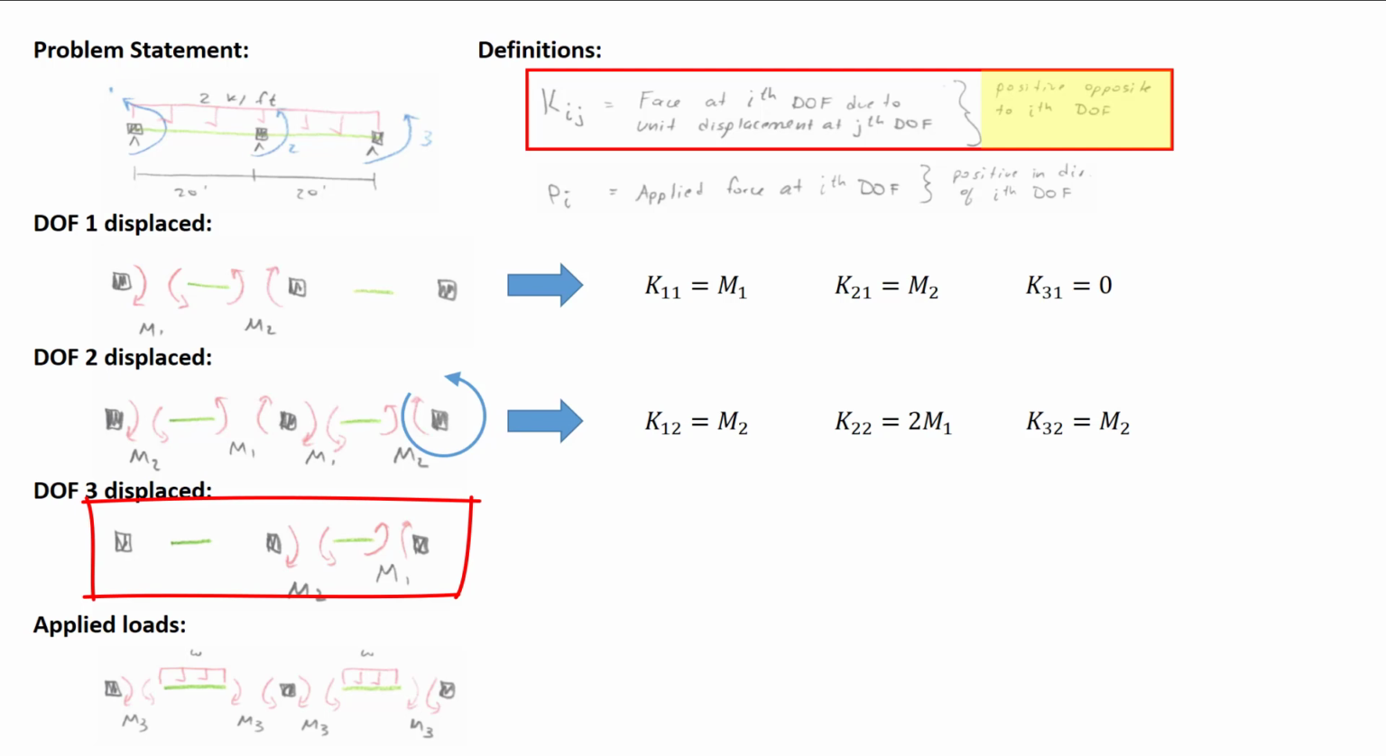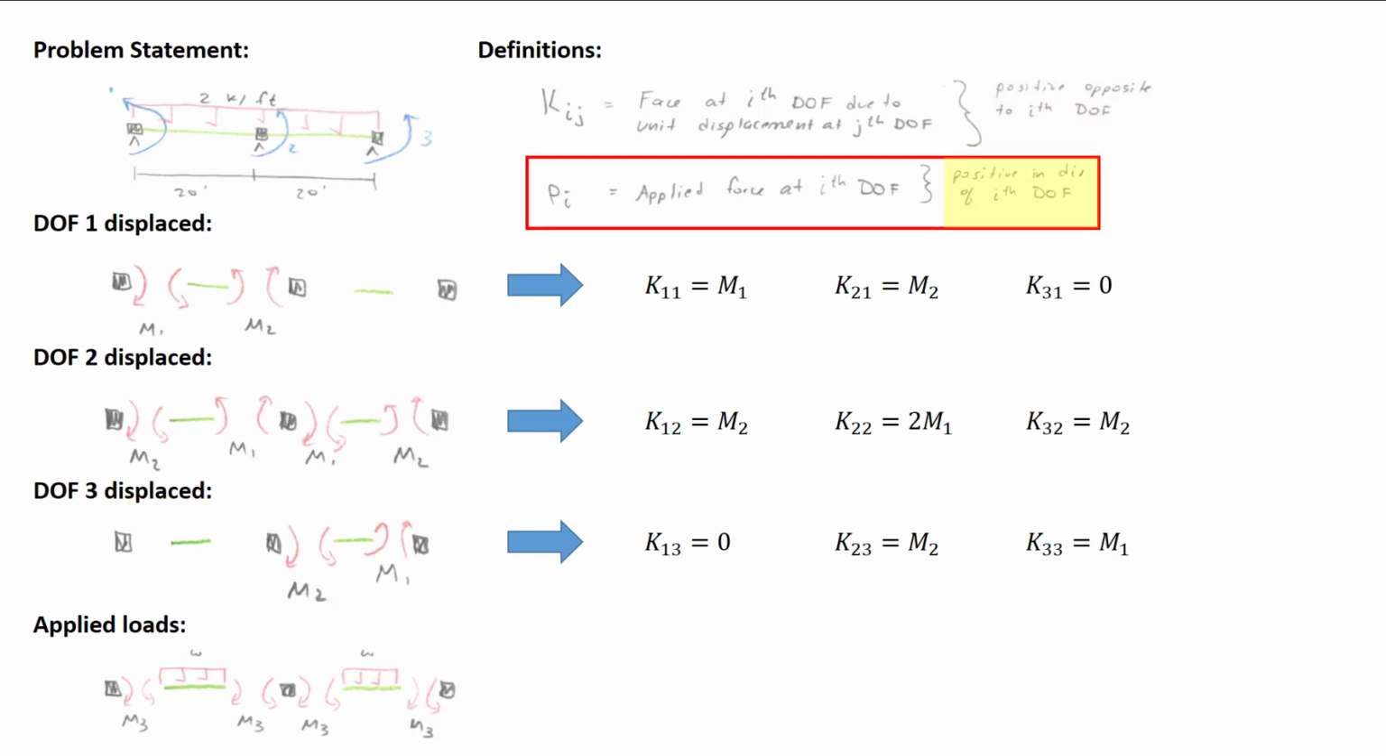Moving on to the displacement at the next degree of freedom. The term K13 is the force at the first degree of freedom due to a unit displacement at the third degree of freedom. There's no net force on that node, so K13 is 0. K23 is the force at the second degree of freedom due to a unit displacement at the third degree of freedom. The net force on that node is m2. It's opposite to the degree of freedom, so the sign is positive. Moving on to K33, that's the force at the third degree of freedom due to a unit displacement at the third degree of freedom. The total force is a moment of m1. The direction is opposite to the degree of freedom, so the sign is positive.